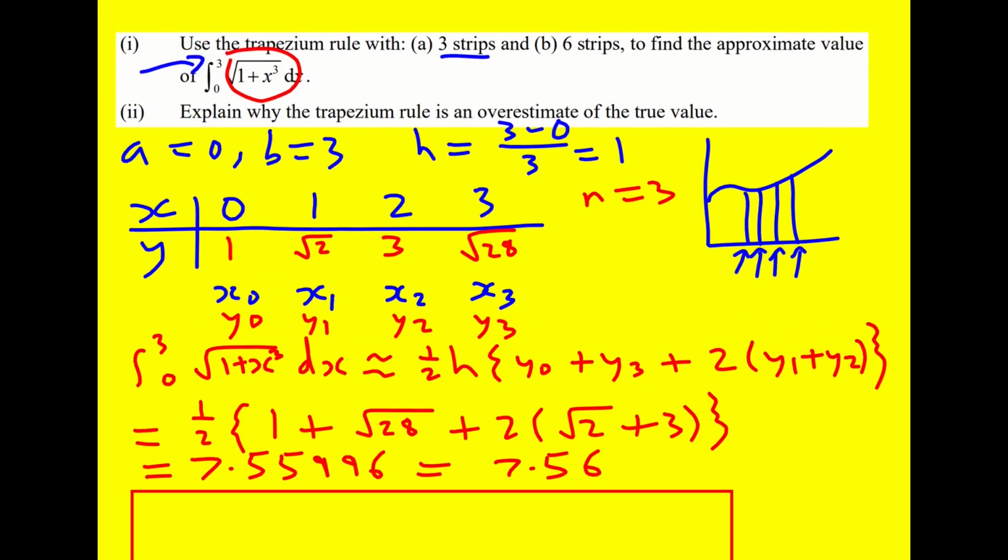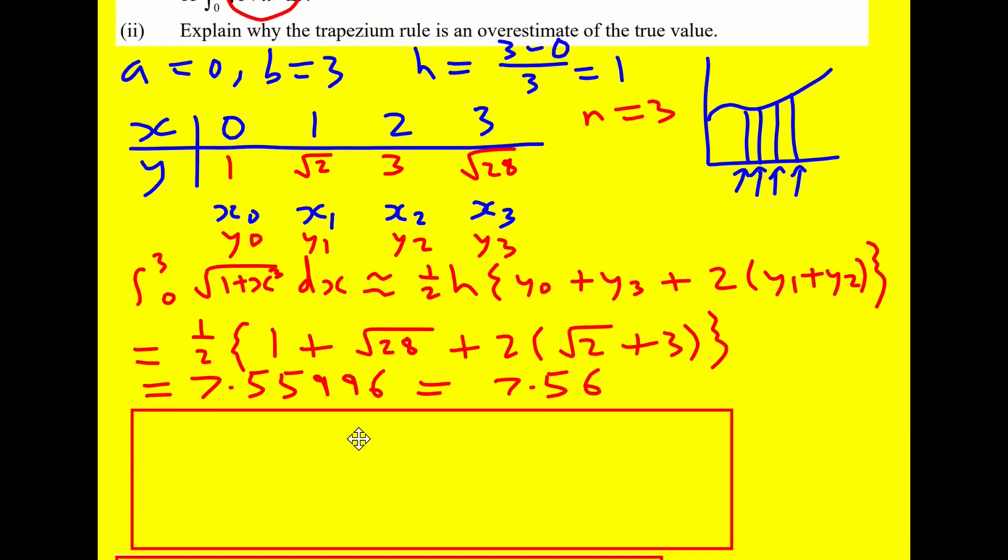Okay, what I'd like you to do is do exactly the same for 6 strips. Pause the video now and have a go. Set it up in the same kind of way that I've done. See if your answer is close to 7.56. It should be fairly close, hopefully.